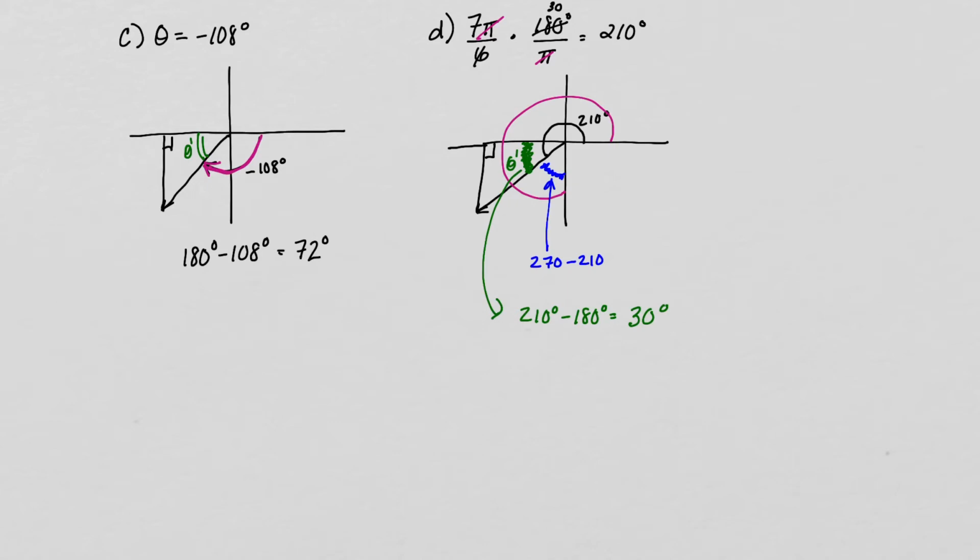Now, my original problem started in radians. So I have to take that 30 degrees and multiply by pi over 180 degrees to get it back into radians.